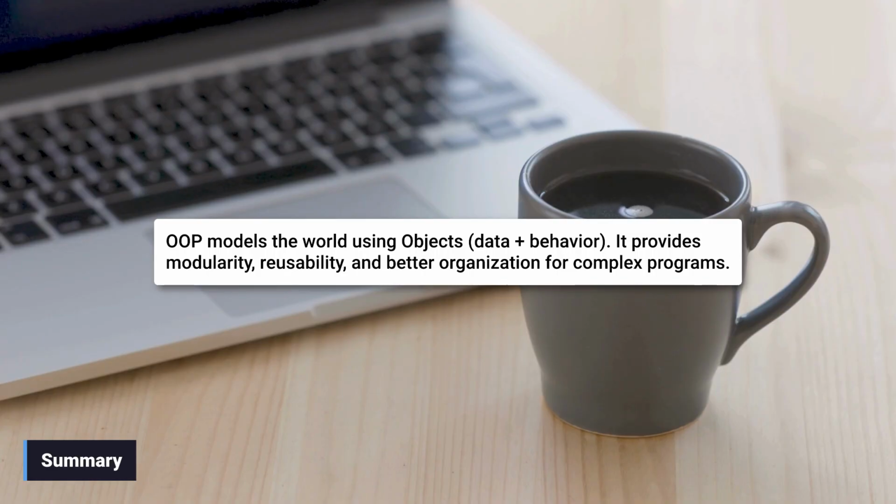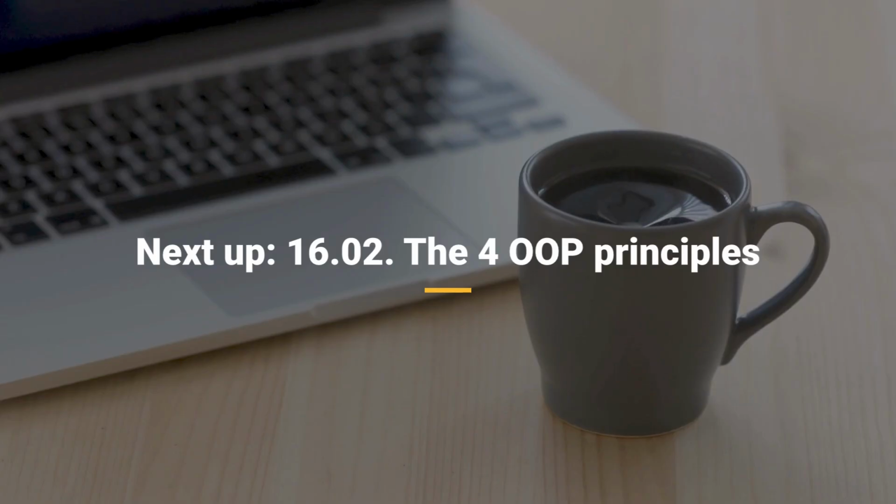To summarize, OOP is not just a coding style, it's a way of thinking about program architecture. It's essential for working with frameworks and building scalable applications. These 4 principles, encapsulation, abstraction, inheritance, and polymorphism, form the foundation of OOP. Join me in Lecture 16.02, the 4 OOP principles.